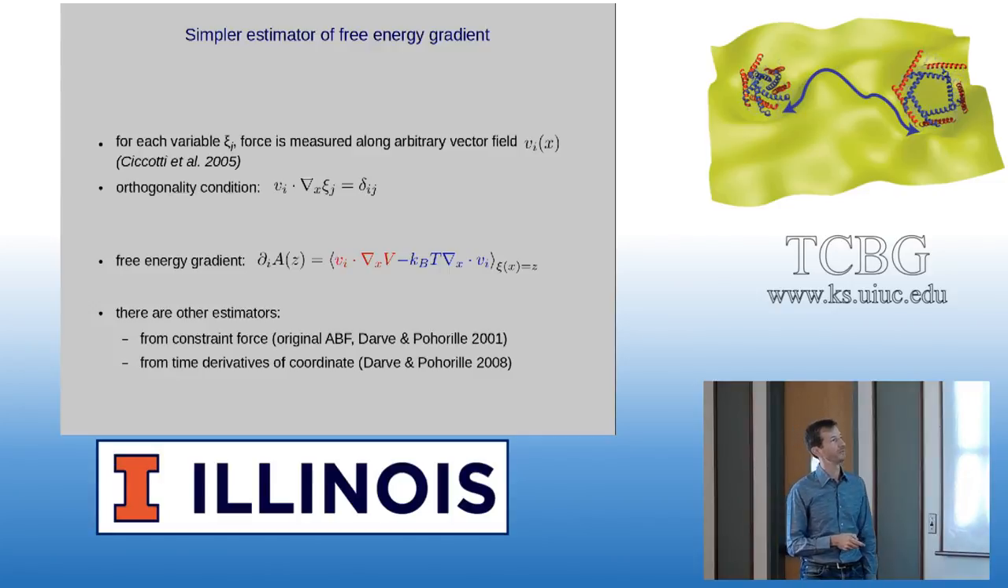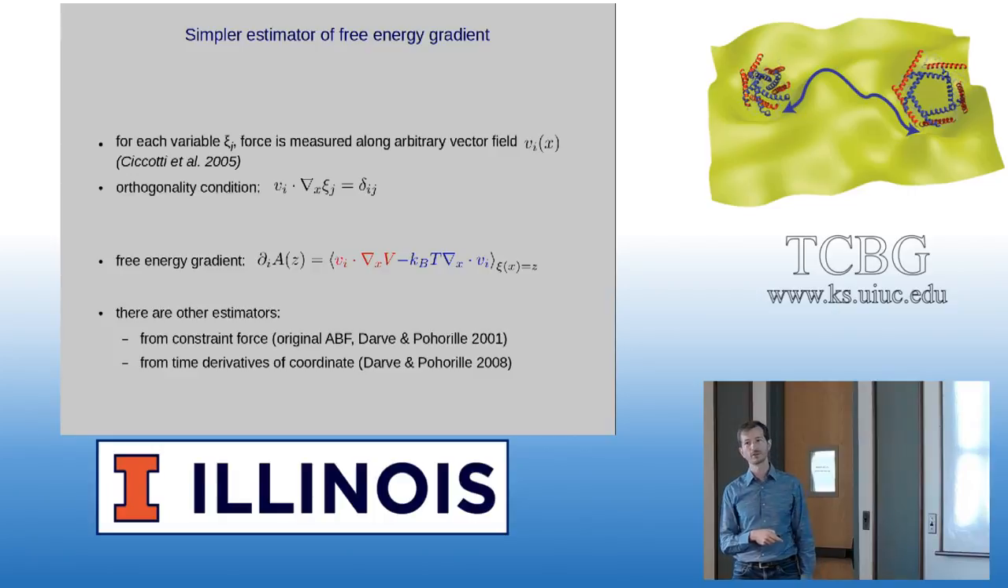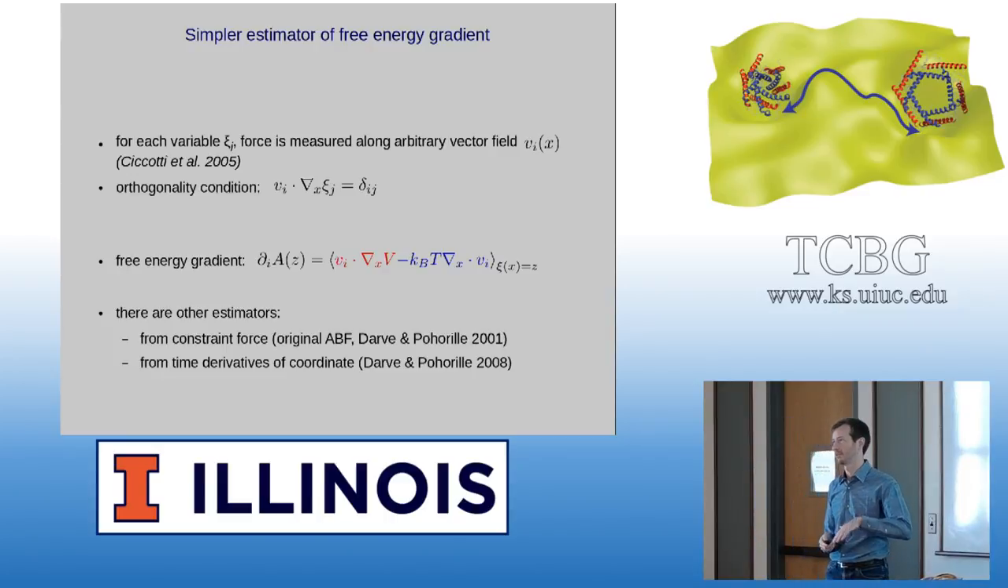The original ABF had an estimator based on constraint forces, so that was an interesting approach that you can average to estimate the free energy gradient, and then you have a biasing force that depends on the coordinate, and you can run something.